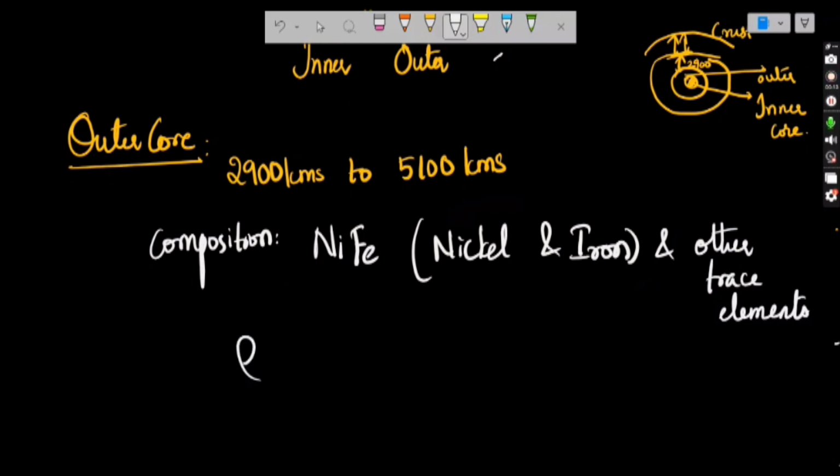Then when it comes to density, we have seen the density of mantle. So what is the density of mantle? Please comment in the comment section.